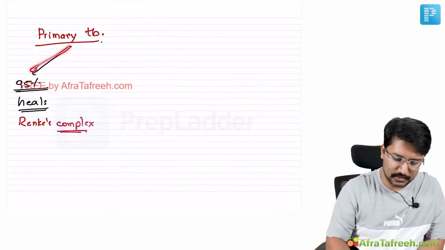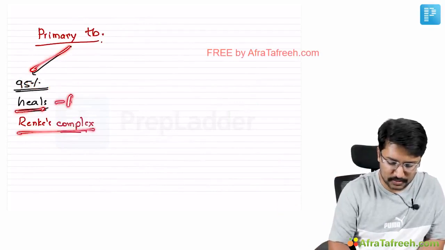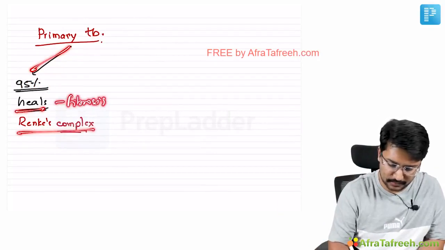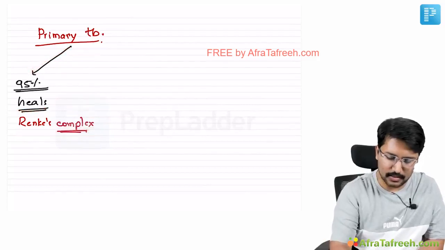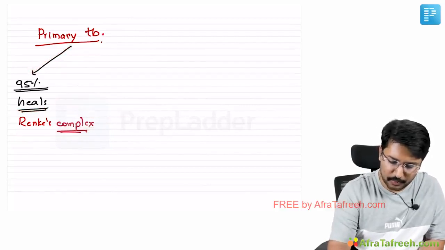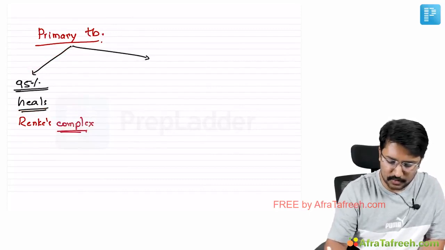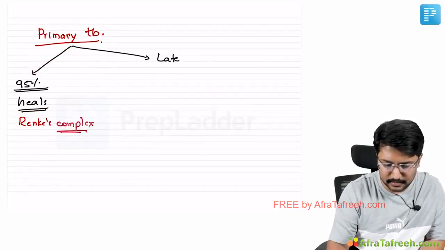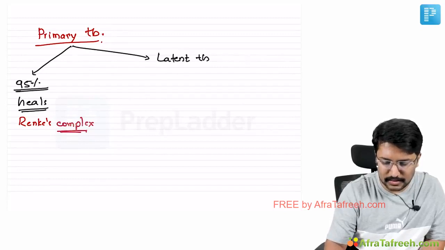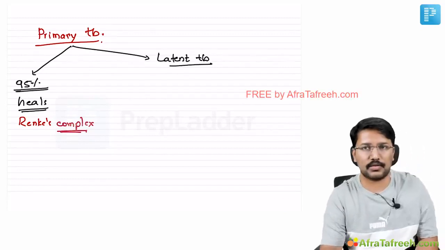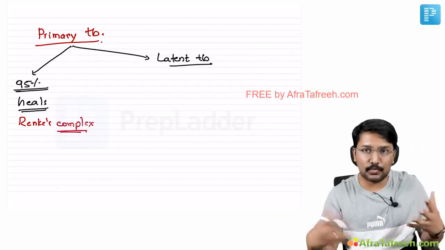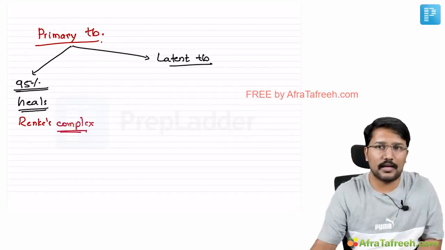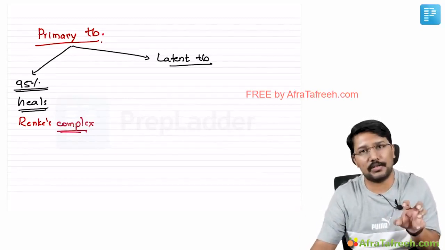Okay, so 95% is healing with fibrosis and calcification, right? In that case, it becomes Ranke's complex. Now, in some subset of patients, it becomes what we call latent TB. Neither is it healed with calcification and fibrosis, nor is it progressing. Then we call it latent TB. So it is a contained infection.